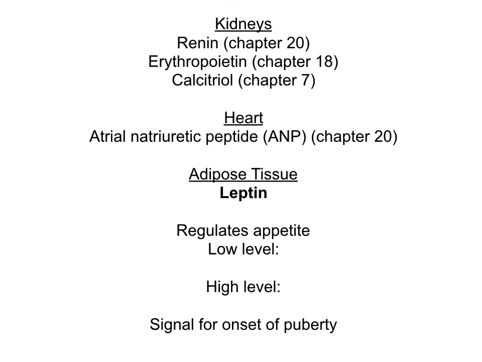You had the heart producing atrial natriuretic peptide. It was covered back in Chapter 20, so please make sure you go back and review your notes. You then have adipose tissue. Now, adipose tissue we haven't talked about yet. Adipose tissue produces a hormone called leptin, which helps to regulate your appetite.